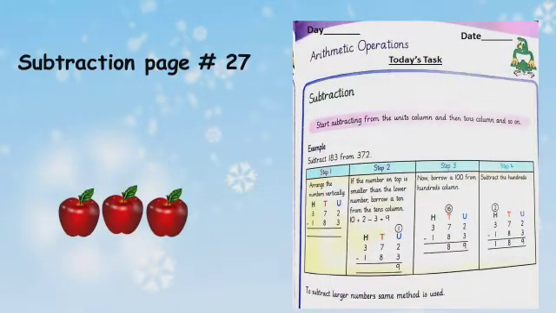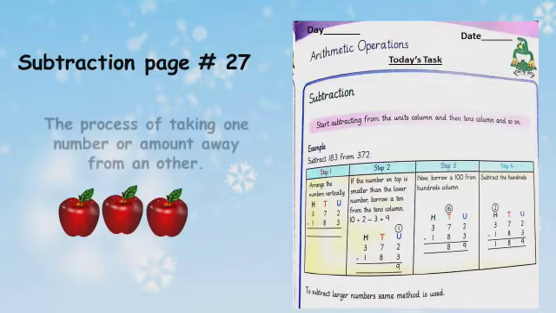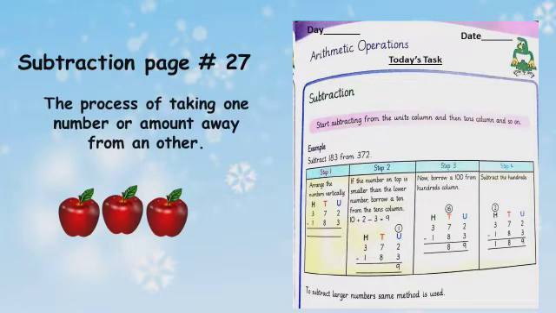Now open your math book, subtraction, page number 27. Write day, date and today's task. Subtraction: the process of taking one number or amount away from another. Start subtracting from the units column and then the tens column and so on. For example, if we have 3 apples and we remove one apple, 2 apples are left. This process is called subtraction.